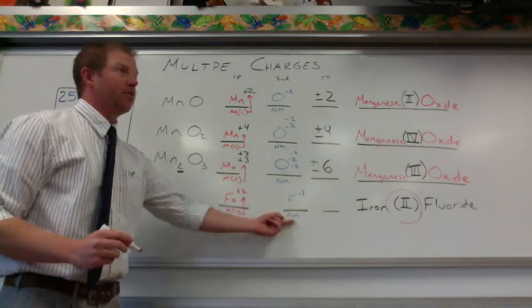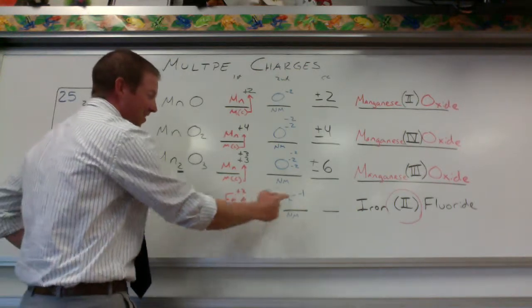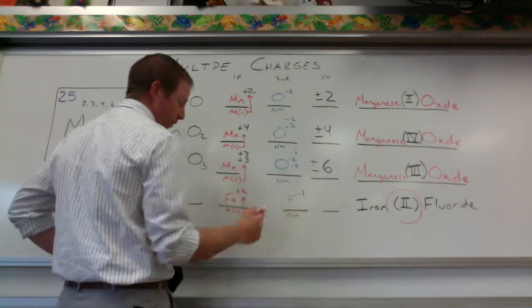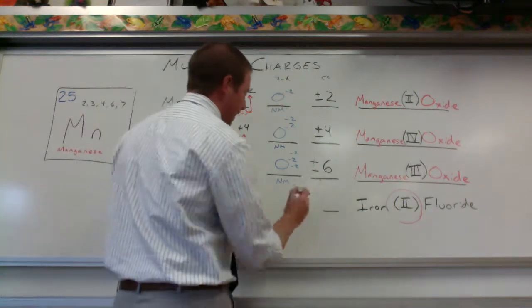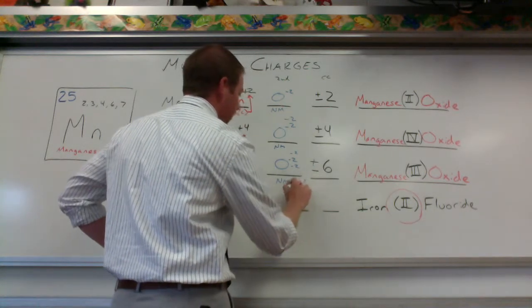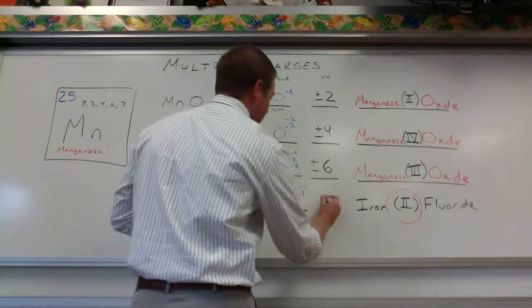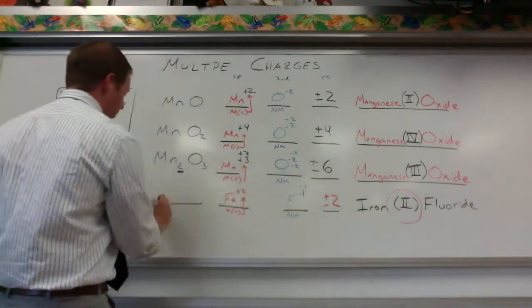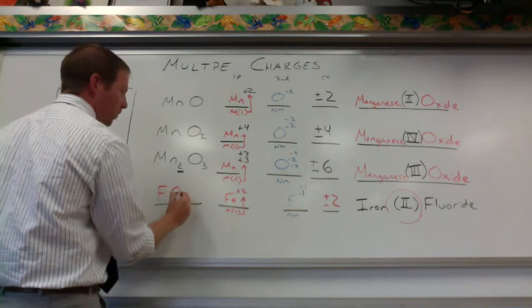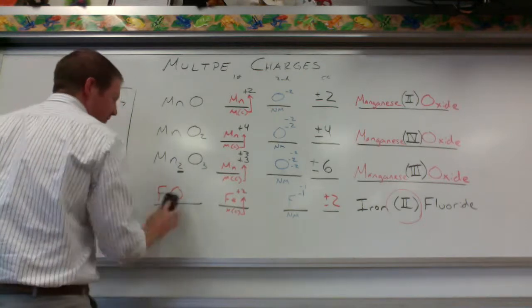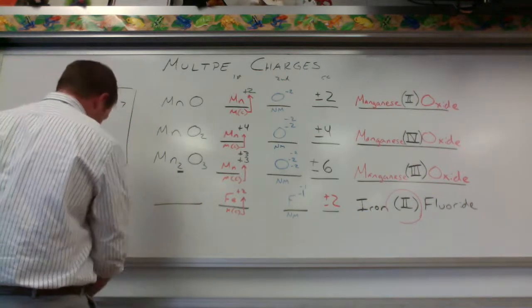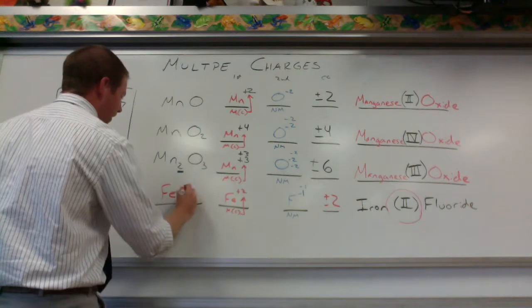Okay, so what's the common charge? What's the common charge here? I would need a +2, so I would need a -2 on the opposite side. I can get that by adding one extra fluoride. That'd be plus or -2. So it would just be, excuse me, I'm getting flustered here. Sorry. It'd be FeF2.